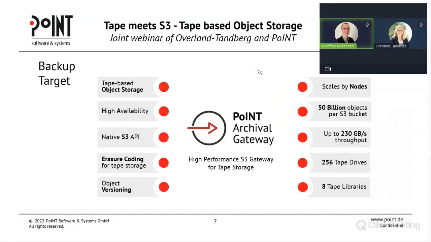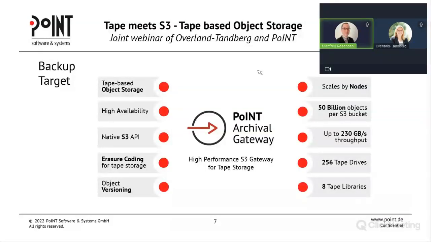This leads me to our solution. The PoINT Archival Gateway is basically object storage with all the benefits like erasure coding, scalability, high availability, but the Archival Gateway stores data on tape instead of hard disks. As a result, the storage becomes very economical and perfect for long-term retention. You could also call it a secondary object storage or an additional S3 storage class for infrequently accessed data.